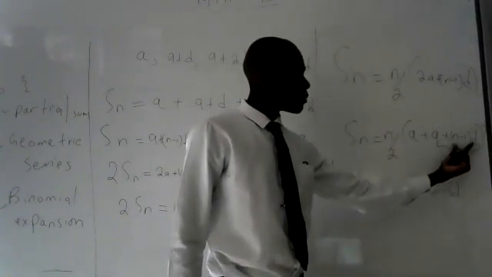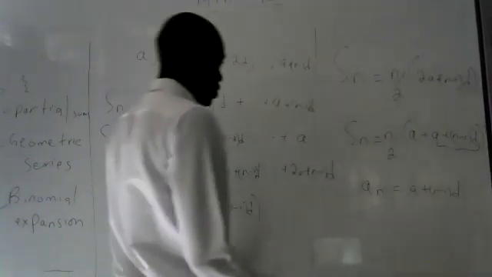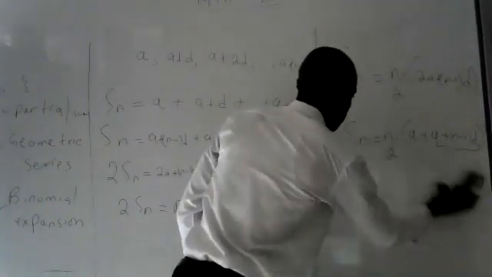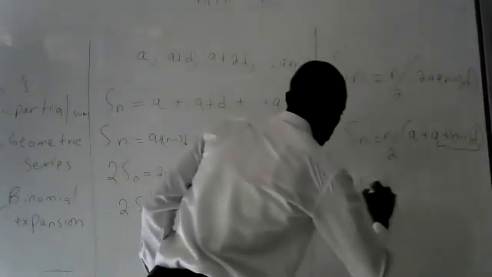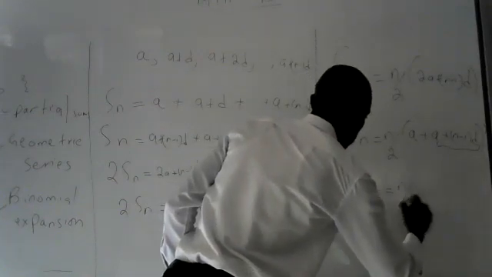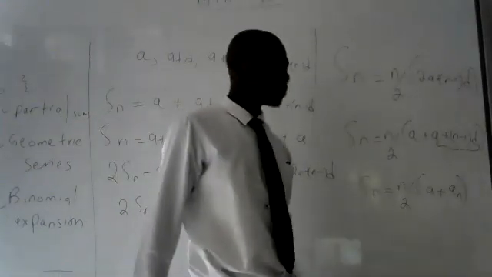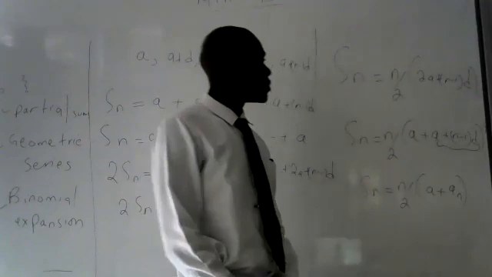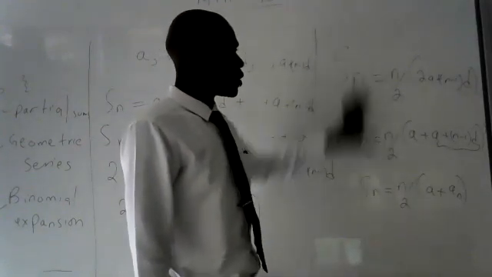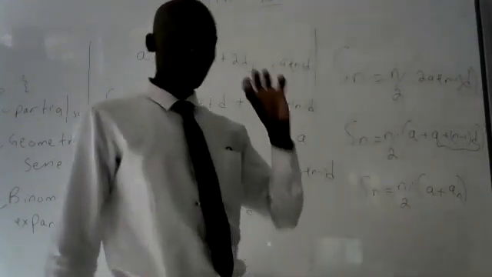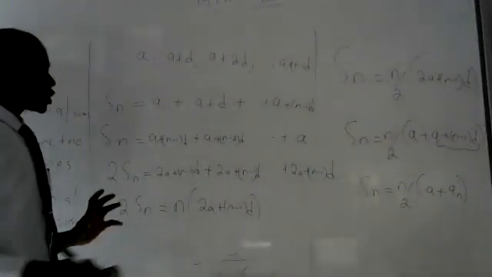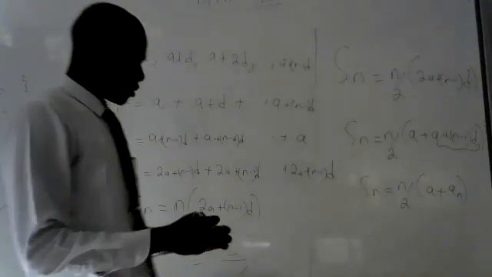So this a plus n minus 1 d is just the nth term, so another way of writing this formula is Sn is half of n times a plus an, where n is the number of terms. So an will be the nth term. This is the formula that you need to remember. This is what we use to compute the partial sums for an arithmetic series. Any question before I give an example?